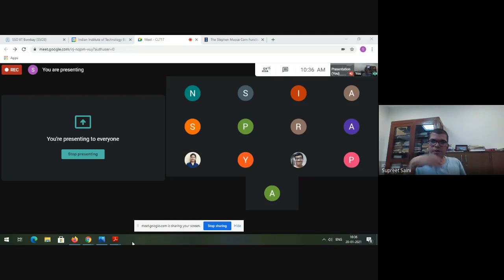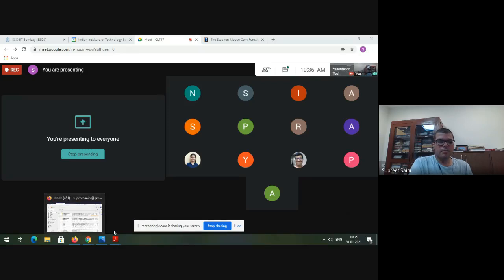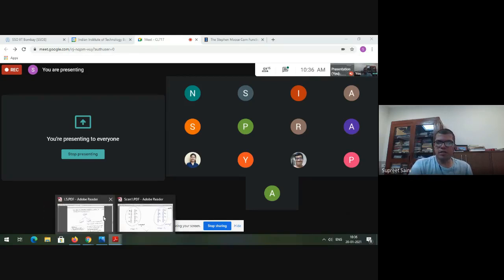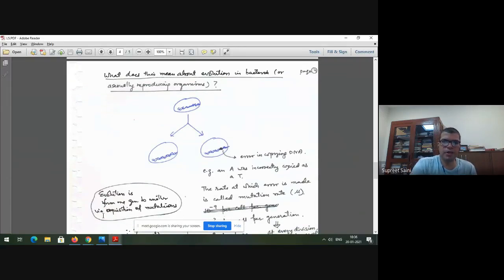In Kishney's experiment, mutations arose because there was a big selection pressure. If you didn't have that mutation, you couldn't grow. Hence, there was a big selection advantage in any individual which was able to pick up that mutation. Sakshi, yes, mutations are pretty rapid. In fact, I'm just coming to that on the next page. I'll just go a little bit quicker.